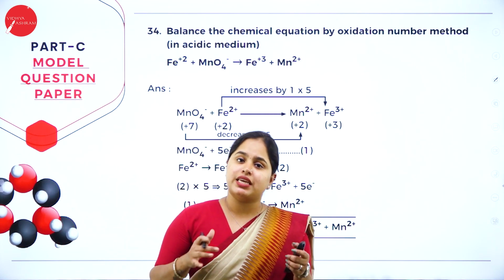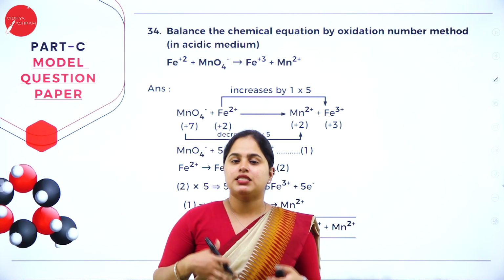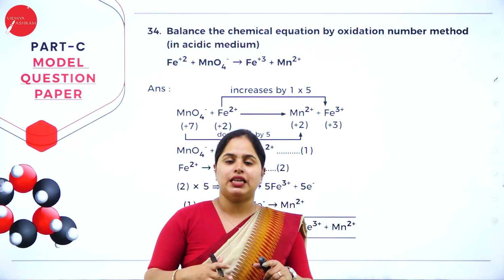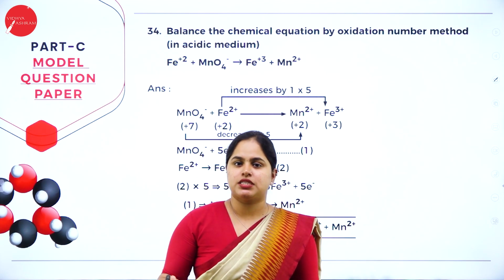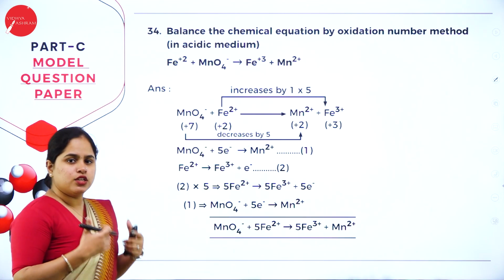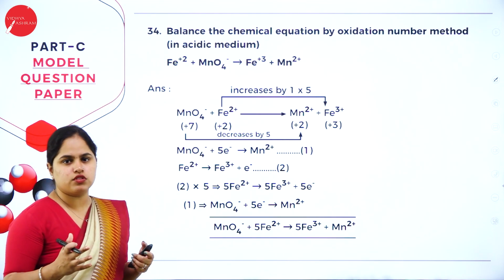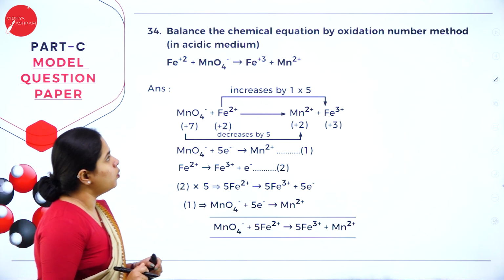We have to write the skeletal equation. So what does a skeletal equation mean? If there is any H2O or OH- or any other substances present, we have to just remove that and write the equation like this. So this is already a skeletal equation which is given there. There are no other water molecules present here. Right. So now the next step.